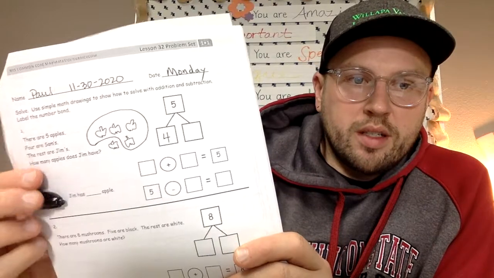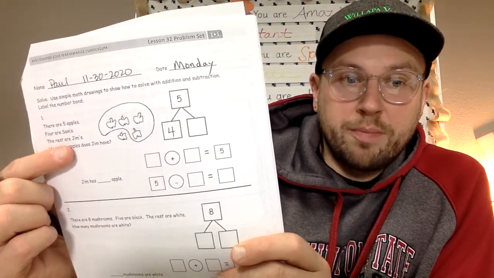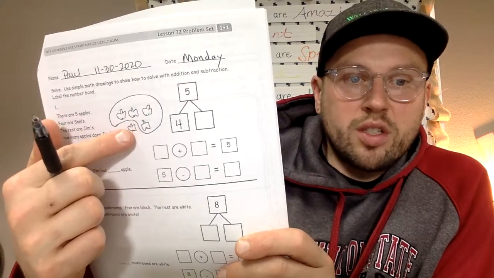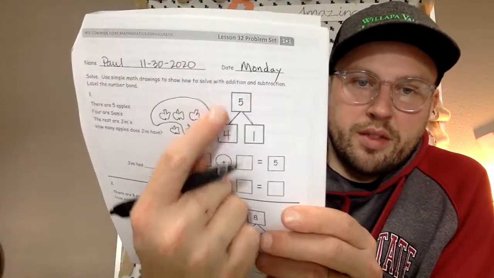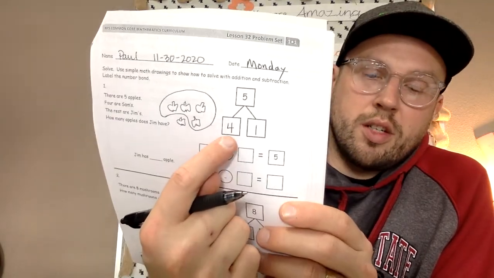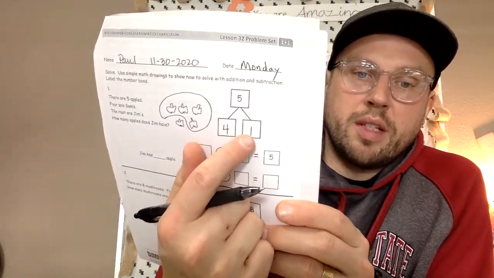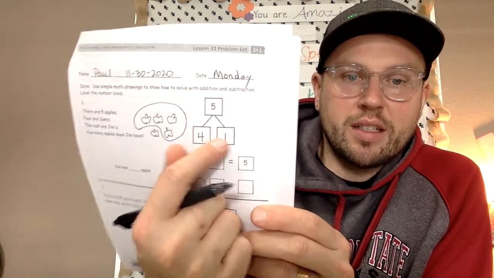What we don't know is the rest are Jim's. It doesn't say how many are Jim's, it just says the rest of them. We can clearly see it's just 1 that's left over. So that must be how many Jim got. So 1 goes over here in the number bond. So 5, 4, and 1. You can double check to make sure your math is correct by asking yourself 4 plus 1. Does that equal 5? It sure does, so that's correct.